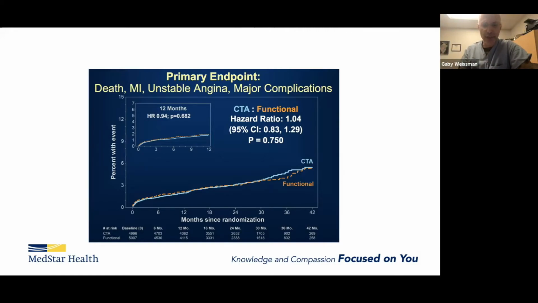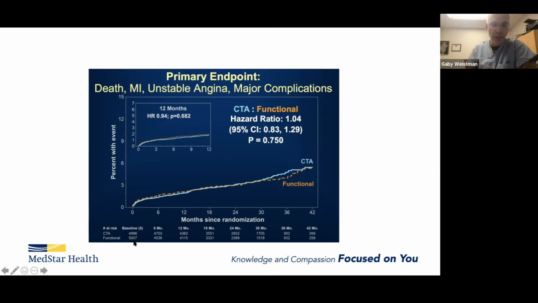The main criticism of this trial was the very low event rate. You can see that after over 3 years, the event rate was only 3.5%. So 1% events per year, that's pretty low. So it's very hard to find differences between tests when people are doing fine. It doesn't really matter what you do. They do okay.